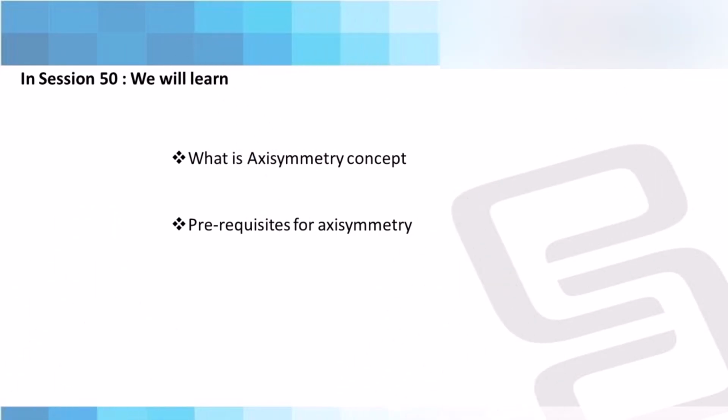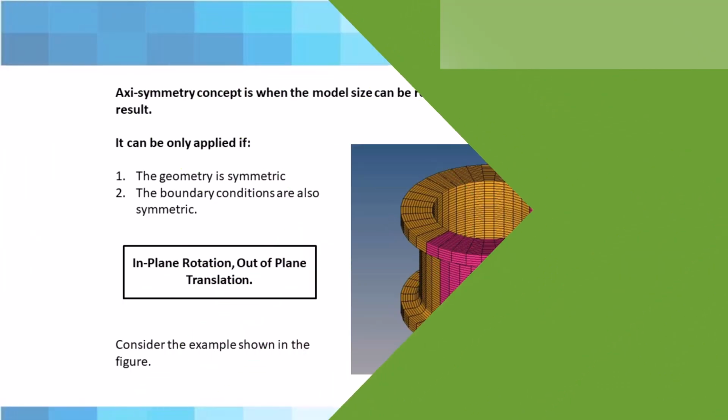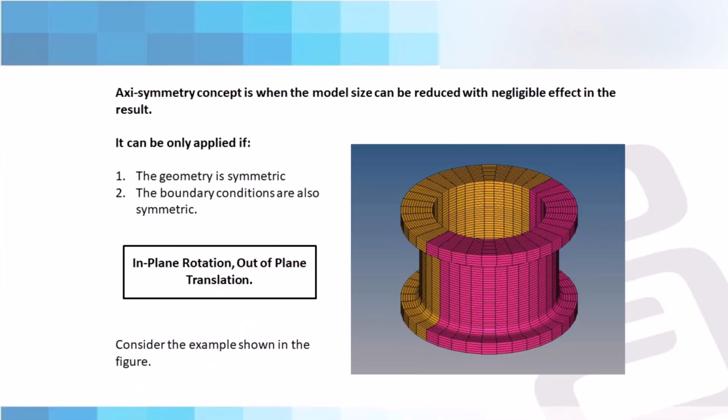In session 50 we will learn what is the axisymmetric concept and the prerequisites for axisymmetry. So first, what is axisymmetry? The axisymmetric concept is when the model size can be reduced with negligible effect in the result.